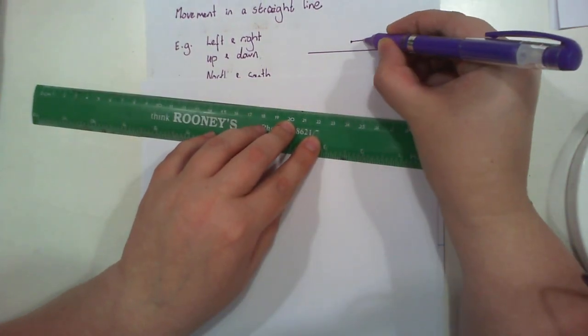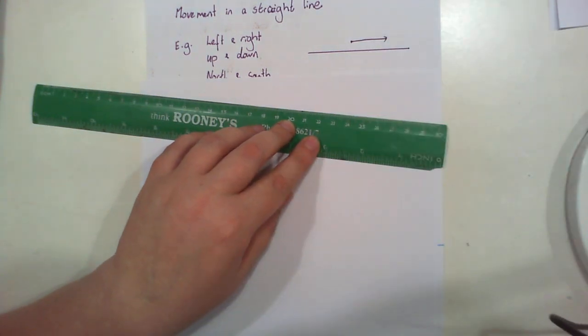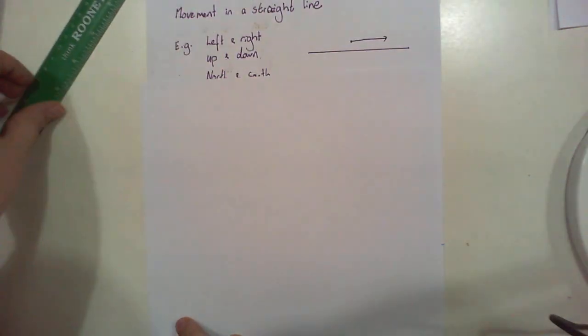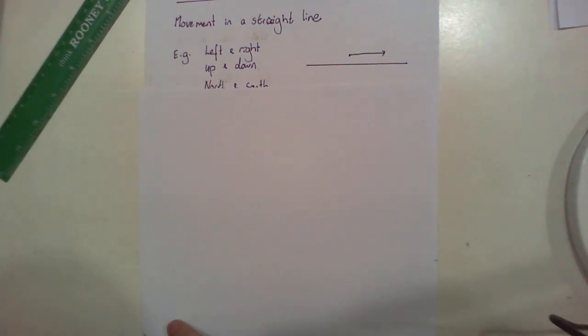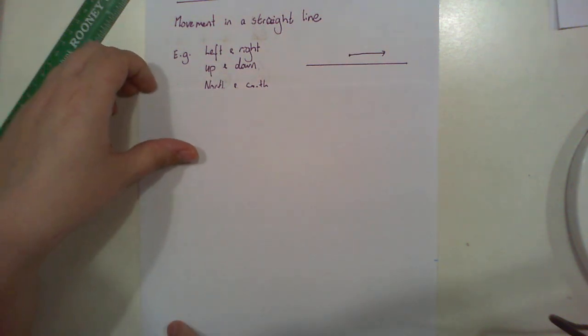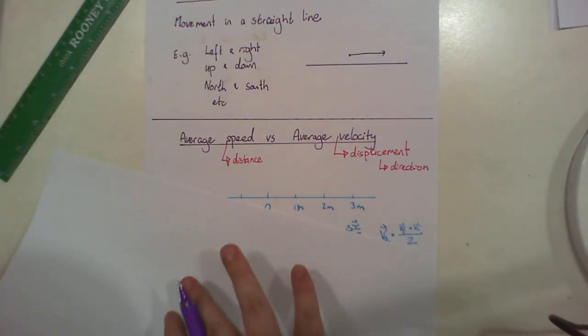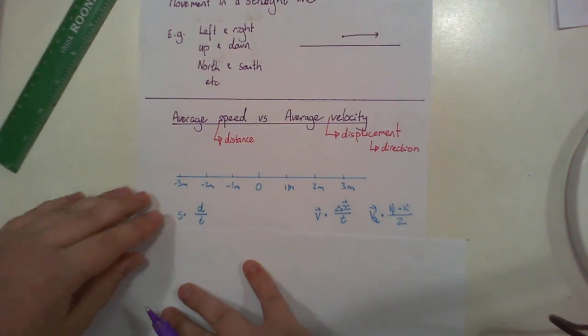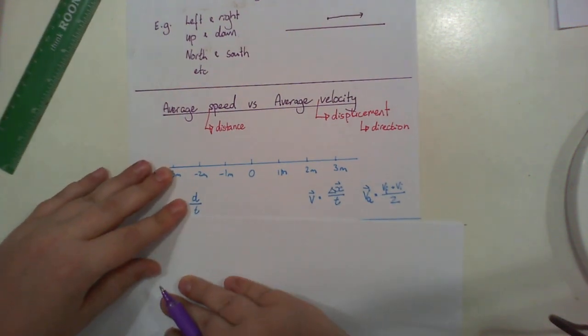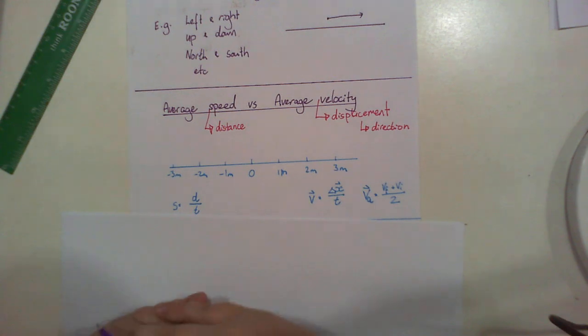And remember, we can show it as a vector. That is mostly what you'll be using at this level. So let's have a look at average speed versus average velocity. So let's firstly define speed. What is speed? Can you remember?